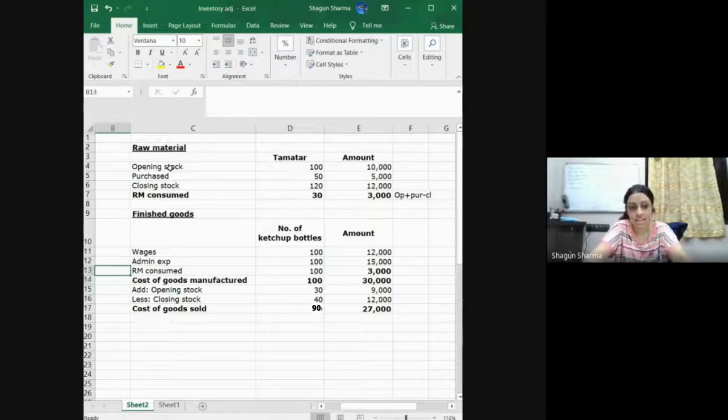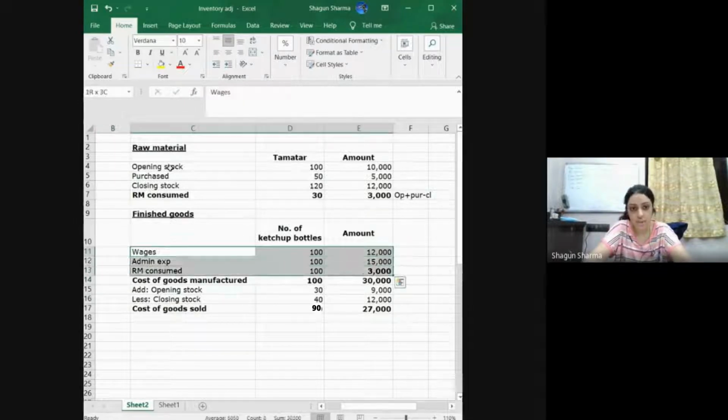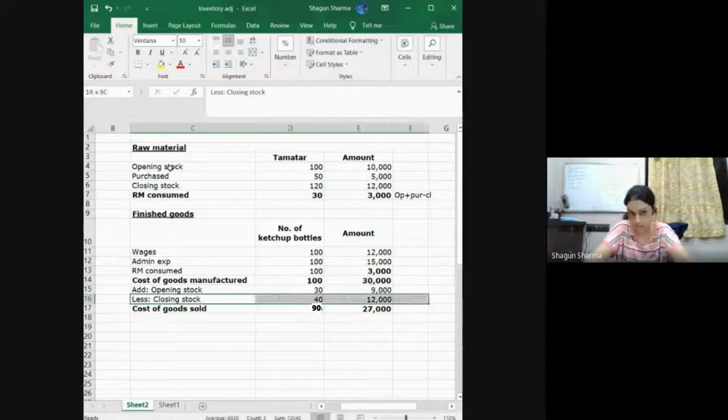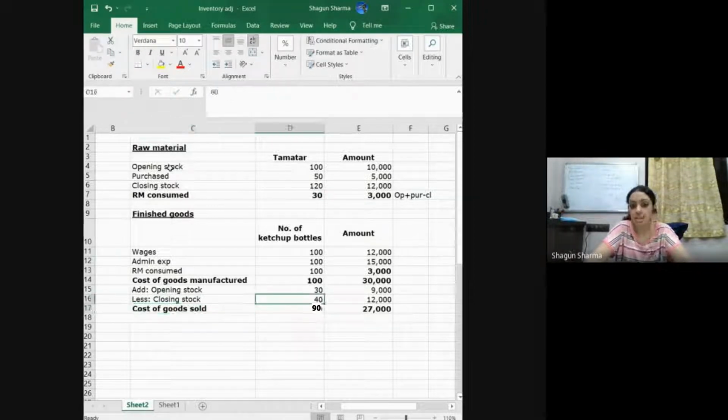So that is exactly what I have done here. First, I found out my cost of goods manufactured, which was just a total of all the expenses I incurred during the year. Then I added the opening stock, whose cost was 9,000, and I subtracted the closing stock, whose cost was 12,000. This gave me an important figure called COGS, or cost of goods sold. As you can see, 100 plus 30 minus 40, that is 60 units, has a cost of 27,000. This can now be compared to my sales figure to get an accurate profit figure.